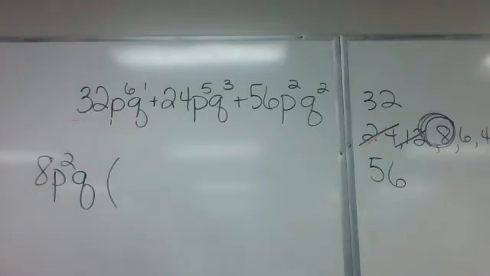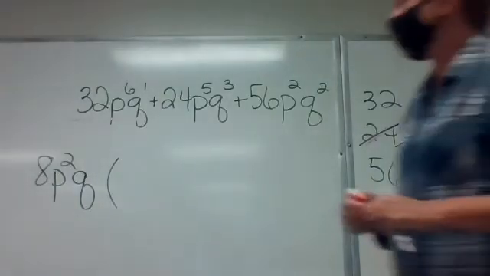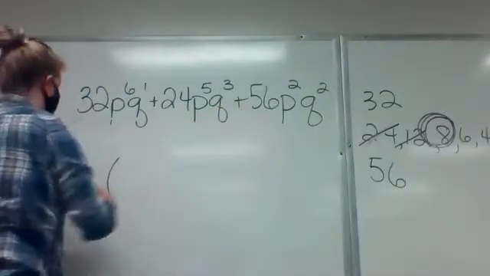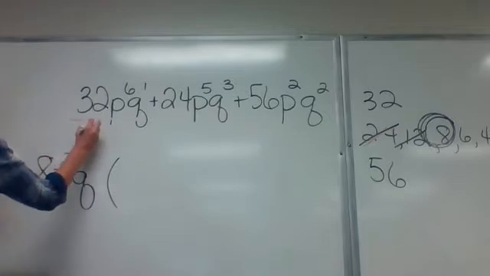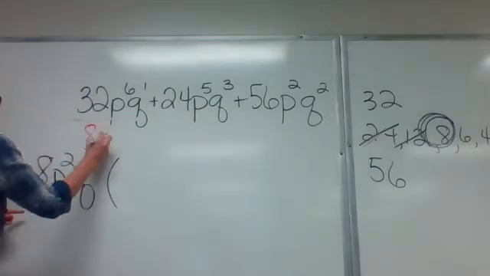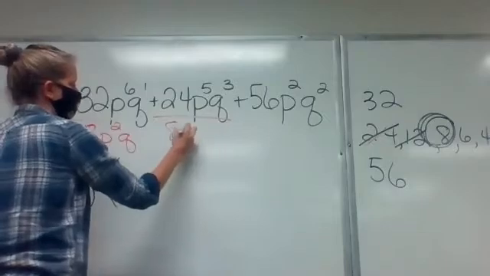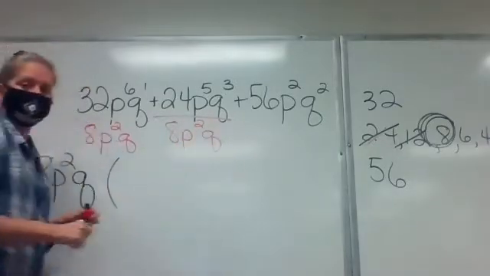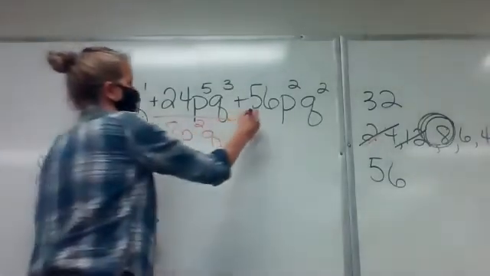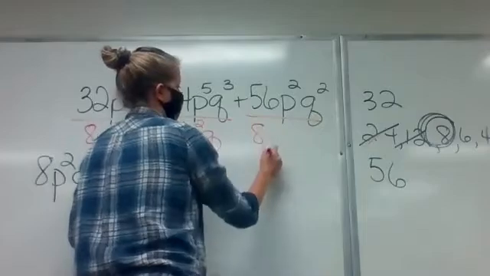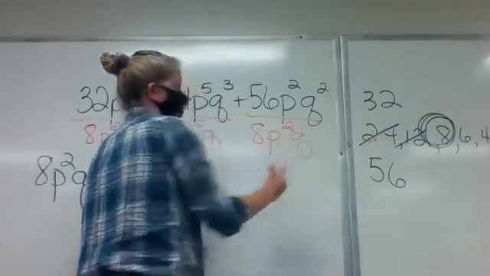So what am I going to put under all three terms? I'm going to put 8 P squared Q, 8 P squared Q, 8 P squared Q.